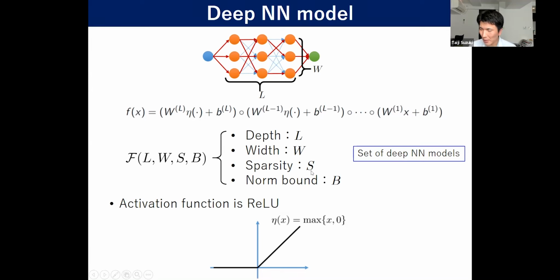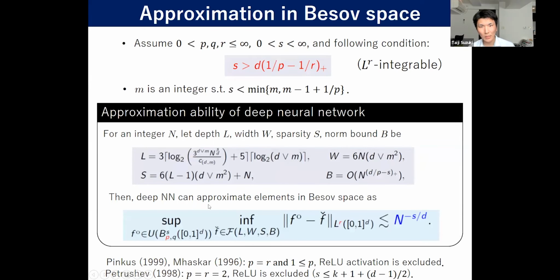Actually, there have been some theories that work without this sparsity, but we put this condition. B is not so important. B means that each parameter in the neural network is bounded by B. There are many parameters like weight matrices, but all of them are bounded by B. The set of neural networks with these conditions is denoted by F(L, W, S, B). And as for the activation function, we consider ReLU activation. Then we have this approximation bound.